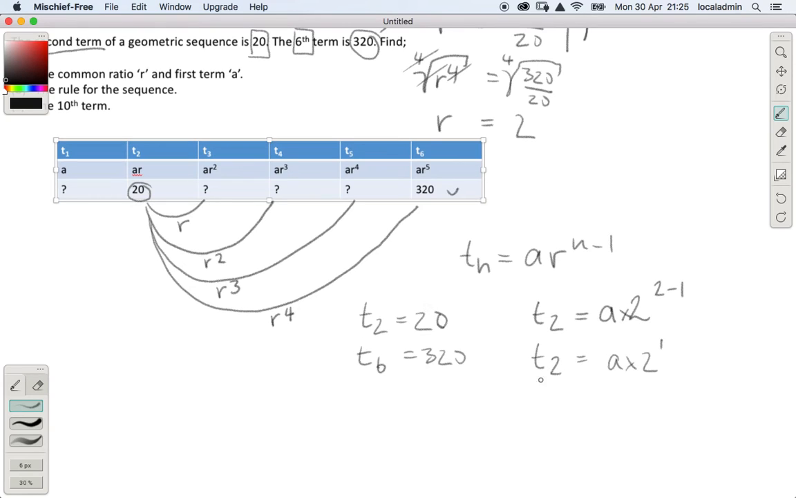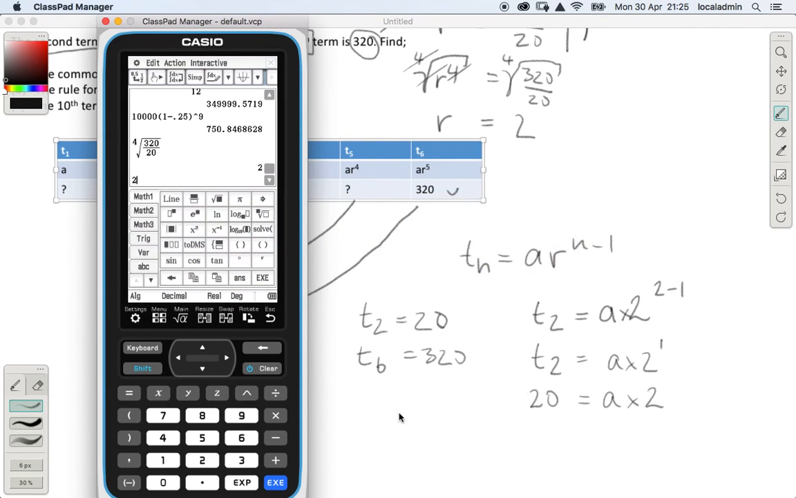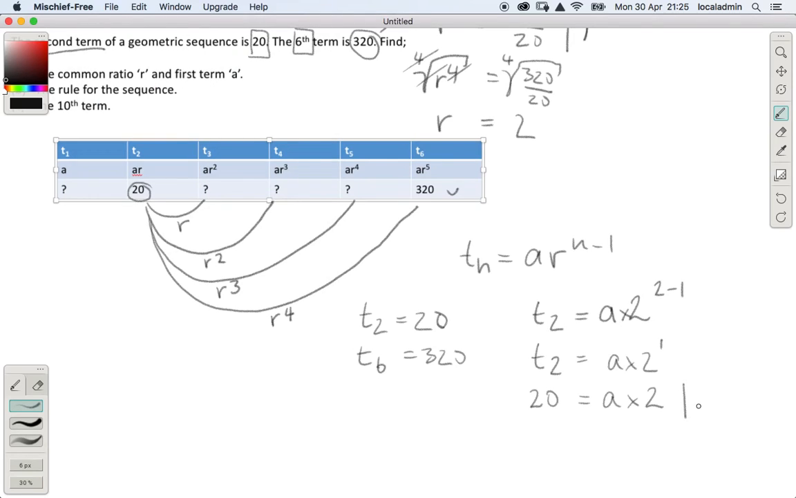Now we substitute that 20 into here, meaning that 20 equals a times 2 to the power of 1. And let me just show you what happens if you take 2 to the power of 1. Well, you get just 2. Then we do algebra: we divide by 2, which gives us a equals 20 over 2, and a equals 10. And that's really it.